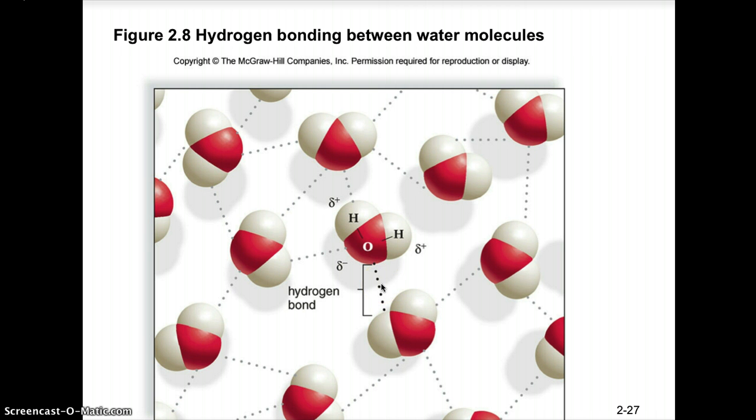That would be a cohesive force. So when a water molecule is attracted to another water molecule, that is cohesion. Two like molecules attracted to one another, that is cohesion. The water molecule being attracted to something else would be adhesion.